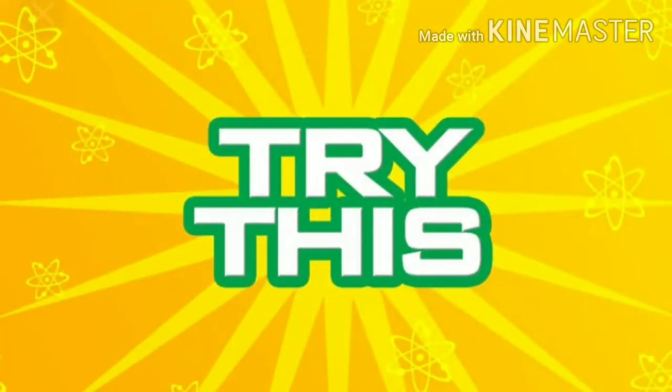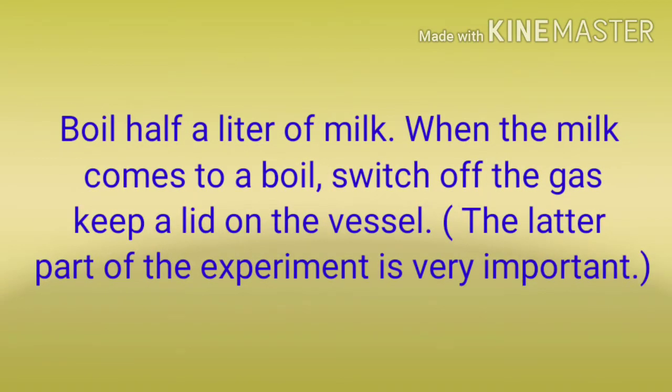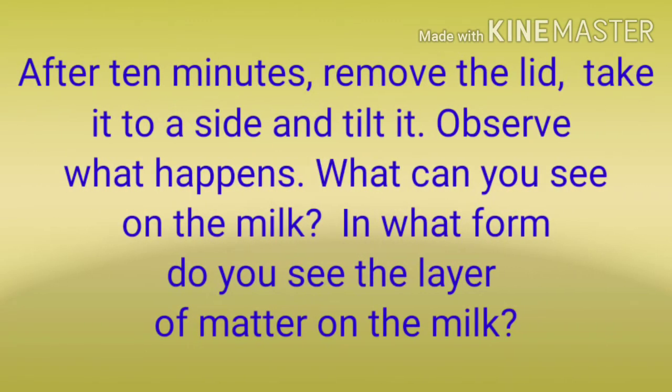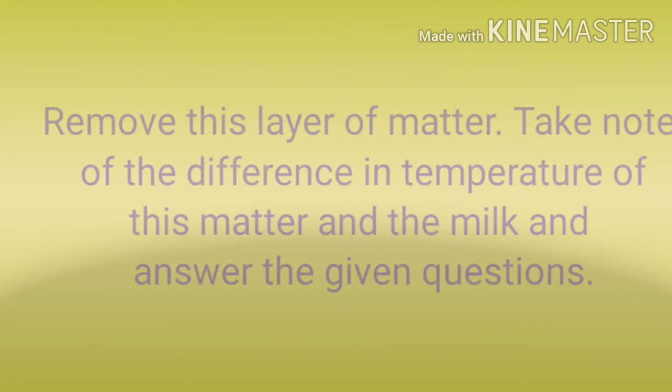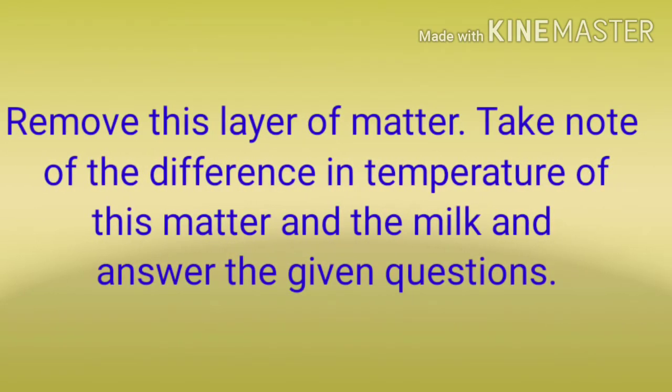Now try this. Boil half a liter of milk. When the milk comes to a boil, switch off the gas. Keep a lid on the vessel. Students, after 10 minutes, remove the lid, take it to one side and tilt it. Observe what happens. What can you see on the milk? In what form do you see the layer of matter on the milk? Remove this layer of matter. Take note of the difference in temperature of this matter and the milk and answer the given questions.